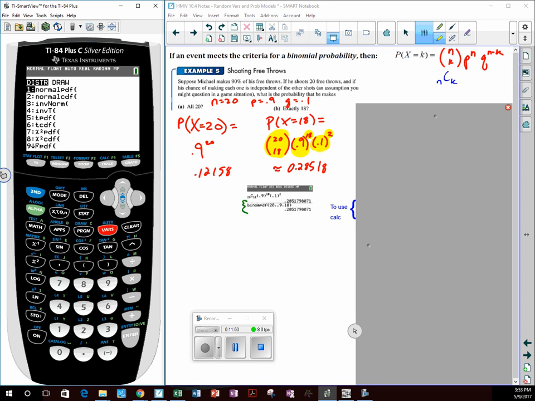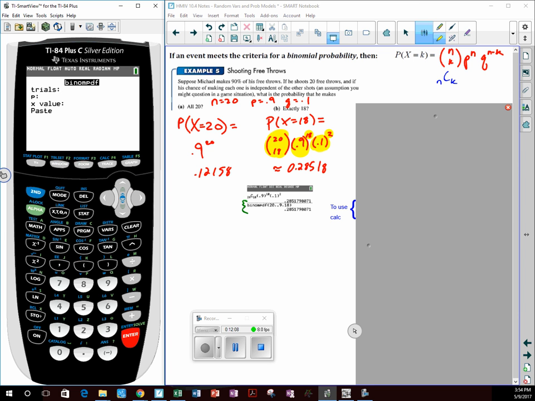So if you scroll, I think going up is a little bit faster. If you scroll up to A, I think even on the old calculators it's also A. If you scroll up to binomial PDF, we don't want CDF, not yet. We only want PDF, and I'll explain what CDF is in a minute. So we want binomial PDF, we're going to hit enter.